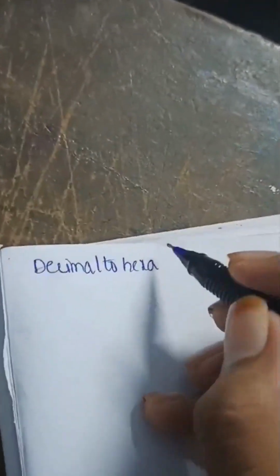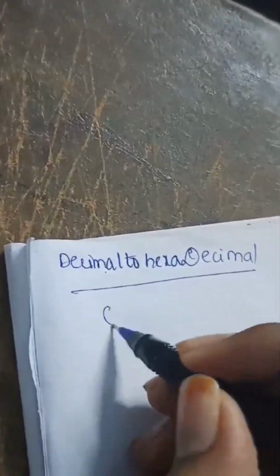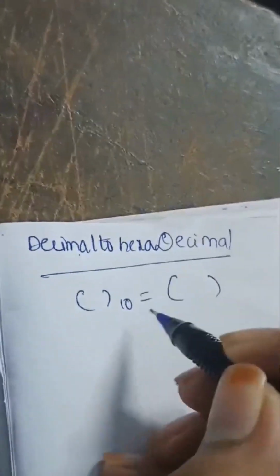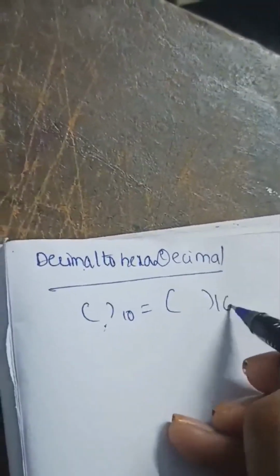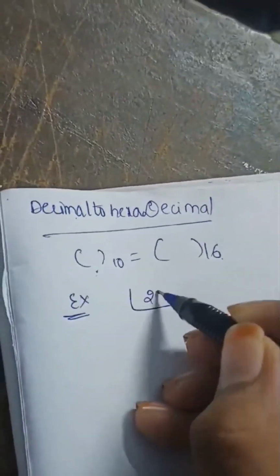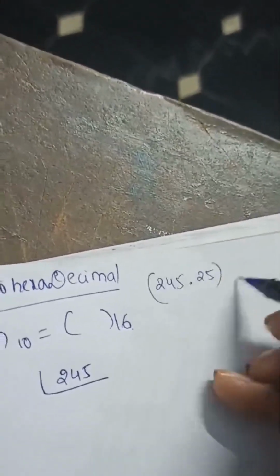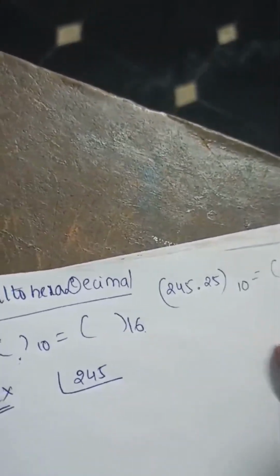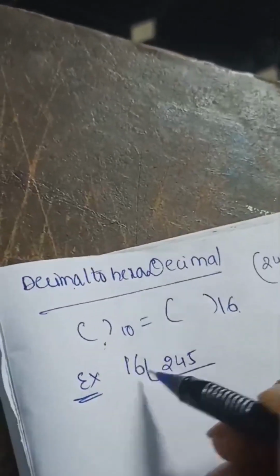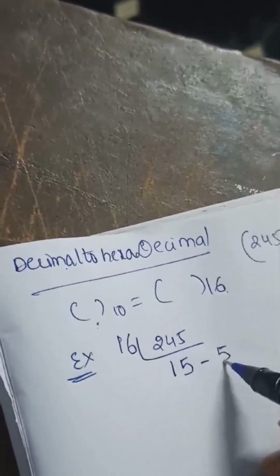Now the next topic is decimal to hexadecimal conversion. The decimal base is 10. Now let me consider an example: 245.25 to the base 10, to convert into hexadecimal. The base is 16, so we will divide by 16. The quotient is 15, the remainder is 5.